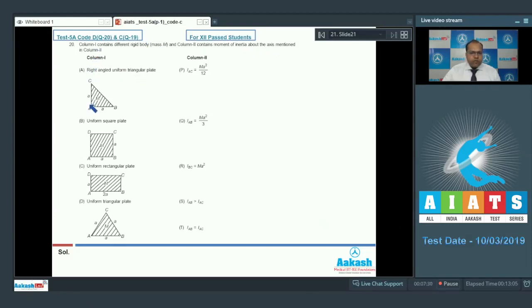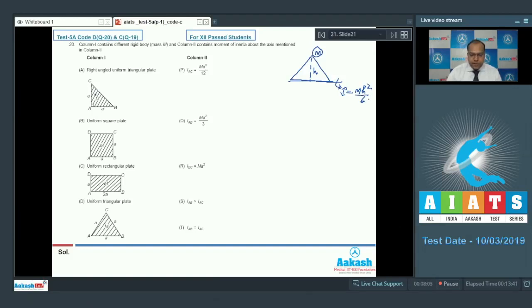Right angle uniform triangular plate. So this is a right angle uniform triangular plate whose this edge length is a and this edge length is also a. Now we know that suppose it is a triangle and the perpendicular length of this triangle is h and its mass is m. Then the moment of inertia about this axis is given by mh square by 6.